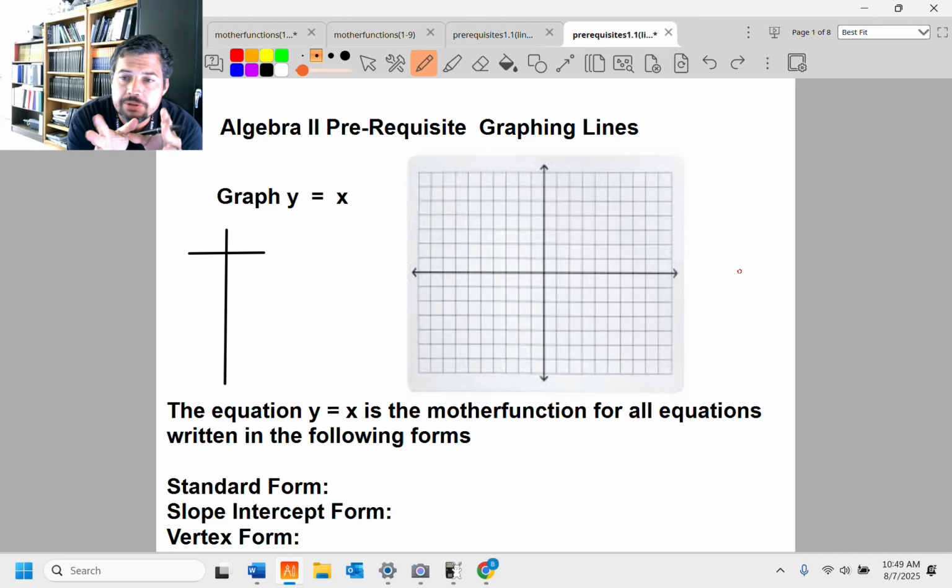So today we're doing a prereq for Algebra 2. It's graphing lines. I've taught this for years. A lot of kids struggle with graphing lines, and Algebra 2 is a graphing course. So we're just going to graph some lines today.